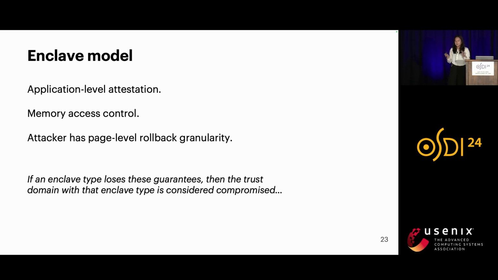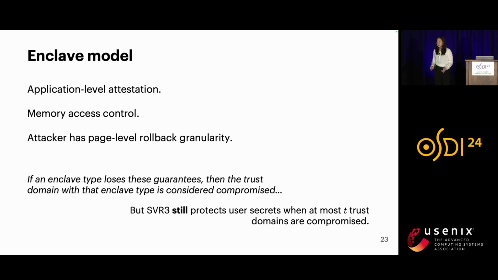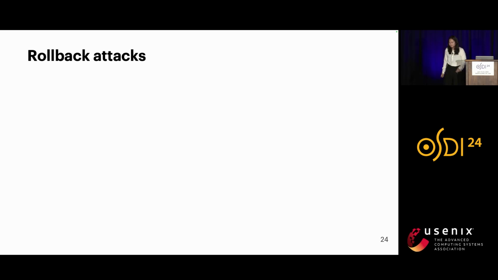And just note that even if an enclave type loses these guarantees, then the trust domain of that enclave type is considered compromised. But like I said in the security guarantees before, our system is still protecting user secrets when at most T of these trust domains are compromised. So you can tolerate losing these enclave guarantees in some trust domains.